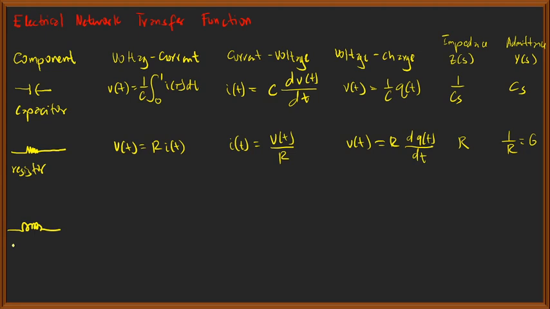Now we will go to the inductor. For the inductor, the voltage-current is equal to the inductance times the change in current per unit time, or the first derivative of our current, the instantaneous current. Some of them will call this the instantaneous current. For the voltage, V of t, if I want to solve for the voltage over the current, we solve for that.